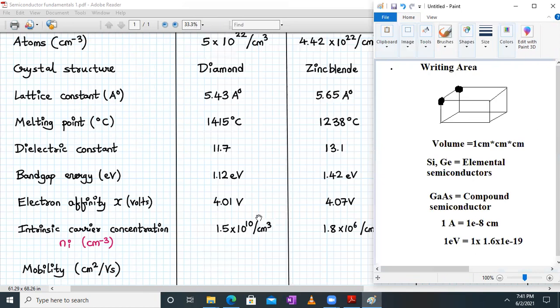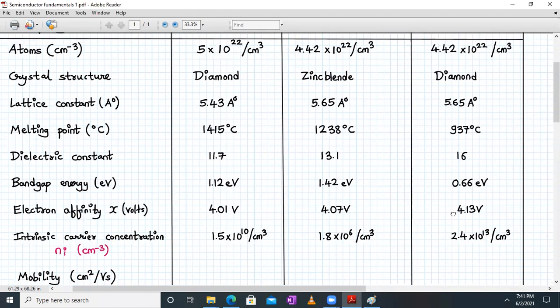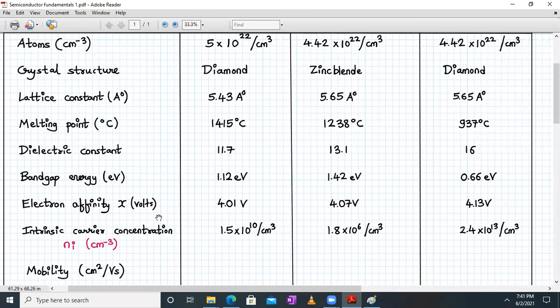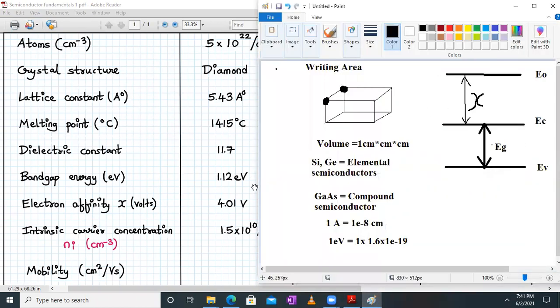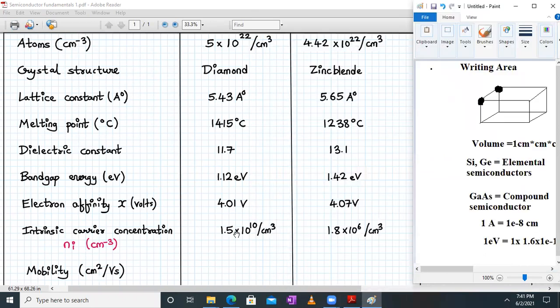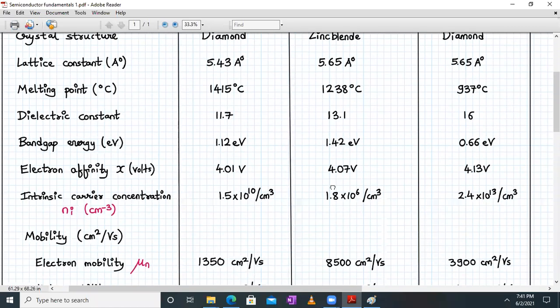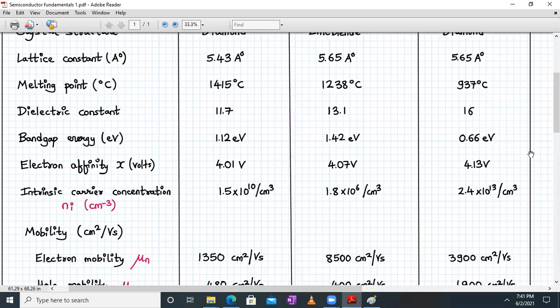So this is my electron affinity. It is measured in volts, but if you want to plot it in the energy band diagram, we have to write it as 4.01 electron volt. Okay, I hope this is fine. It's around the same in all the three materials.